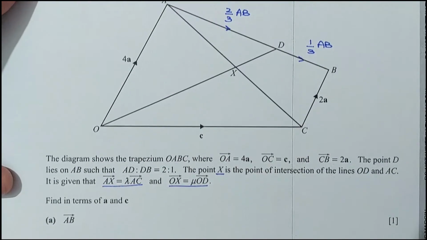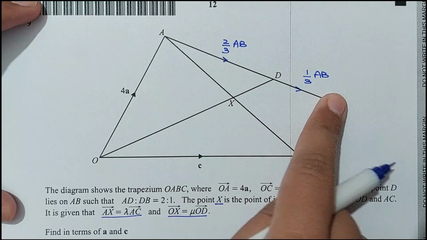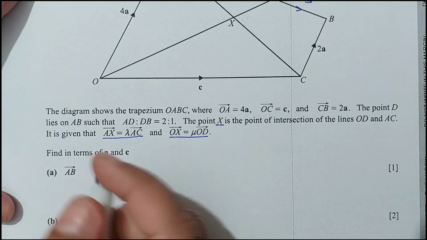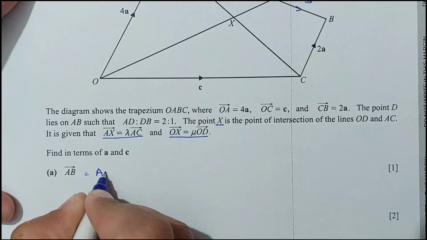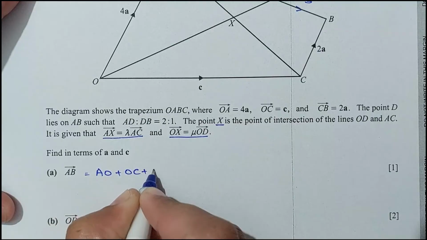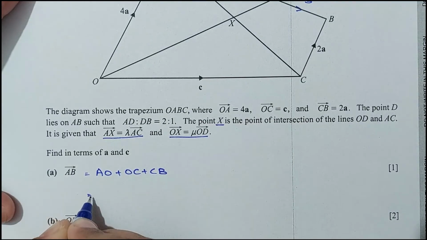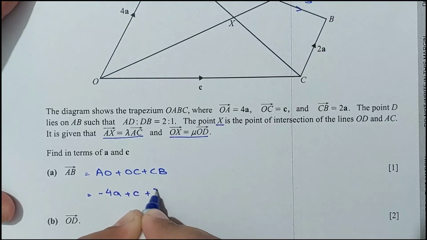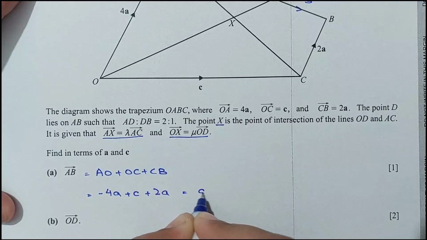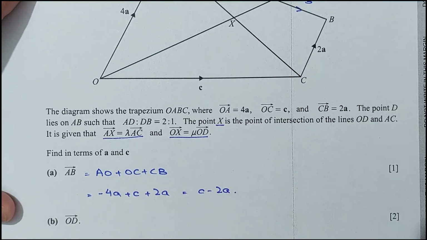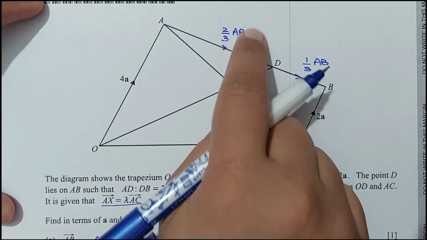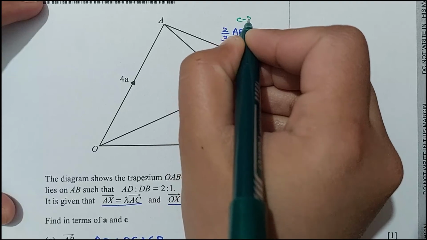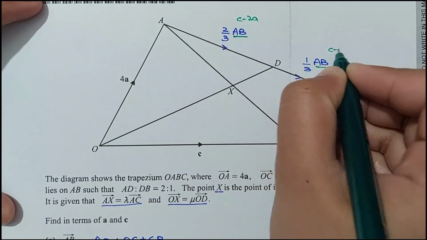Find in terms of a and c, number 1, AB. A to B follows the path AO, OC, CB. So AB is A to O, O to C, and then C to B. What is AO? Minus 4a plus c and plus 2a. So this is c minus 2a, which is AB.